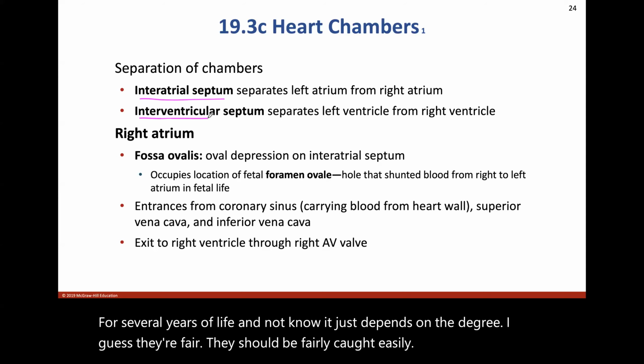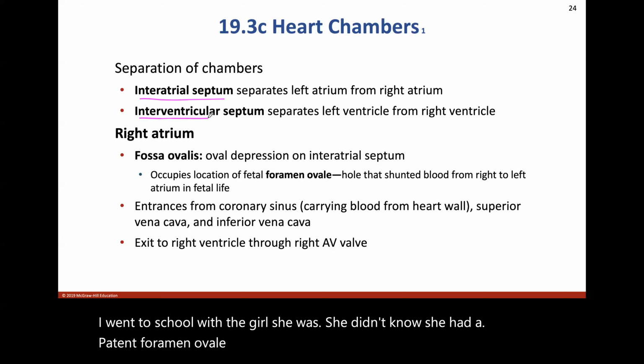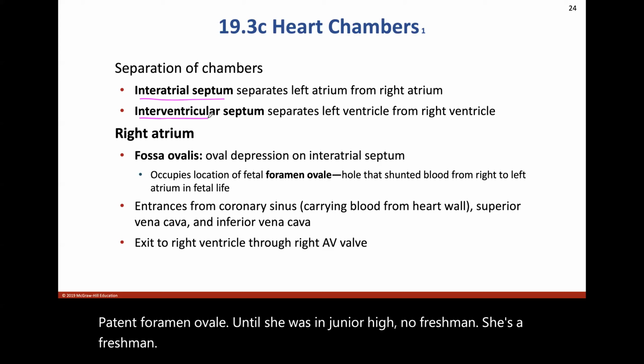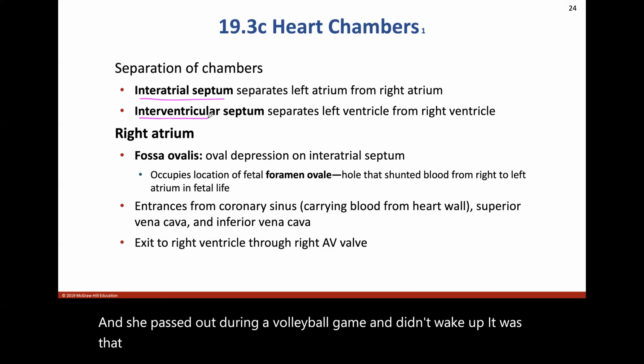I went to school with a girl. She didn't know she had a patent foramen ovale until she was in junior high. No, freshman. She was a freshman. And she passed out during a volleyball game and didn't wake up. It was that much wear and tear on her heart. She was an athlete too, very athletic.